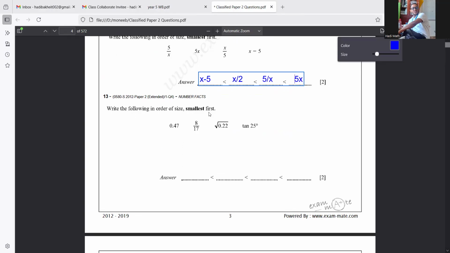Let's say, write the following in order of size, smallest first. You better write all of them as decimals. Make them in the same form. The first one is already in decimals. Then you make 8 over 17 into a decimal. 8 divided by 17 will give you 0 point, it will give you 0.47.